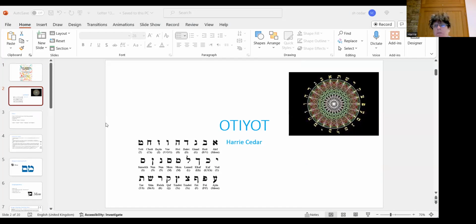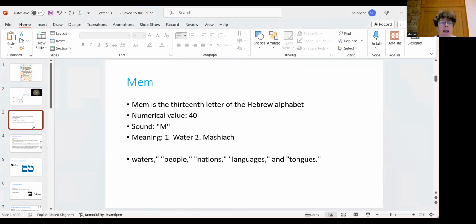Mem is a sort of middle letter for the English. M is halfway through the English alphabet. So this L, M, and N sound correspond quite well. So we're halfway through. We're in the middle letters now. And this week we're doing mem, which is the 13th letter of the Hebrew alphabet. There's 22 letters in all.